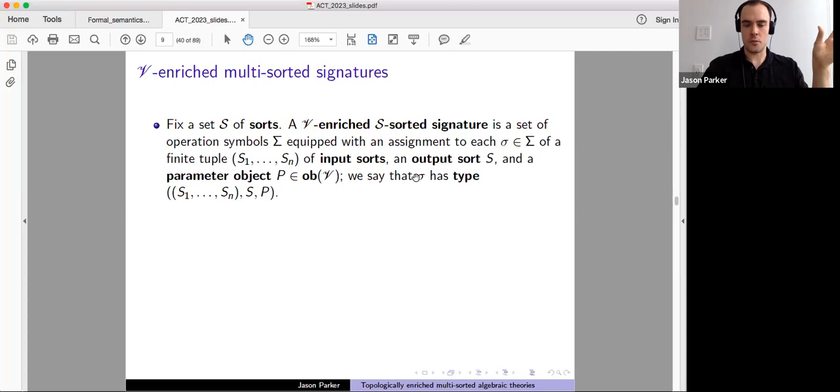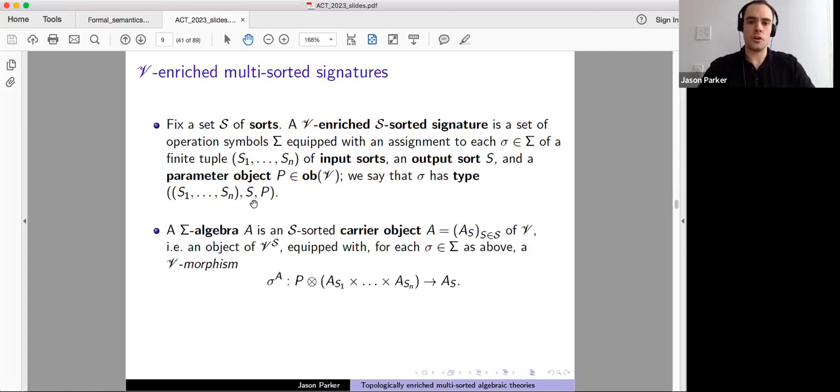And given these data, we said that sigma has type like this. So the input sorts, output sort, and the parameter object. So now a sigma algebra A is an S-sorted carrier object of V. So it's an S-sorted family of objects of V, or an object of V to the power S, that is equipped with, for each operation symbol little sigma of this type as above, a morphism of V like this: sigma super A from P tensor the product of the relevant sort objects to A sub S.